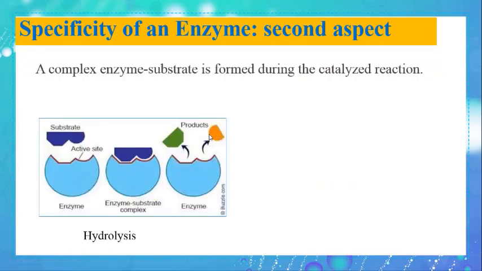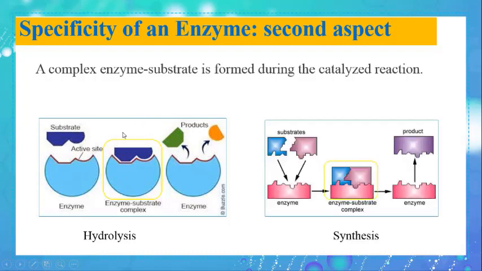In both cases, we have the formation of a complex enzyme substrate. Look here, we have an enzyme substrate complex, and all in all we have a hydrolysis reaction since we have one substrate and two products at the end. And here also we have an enzyme substrate complex, and this is the case of a synthesis reaction since we have two substrates and one product at the end.